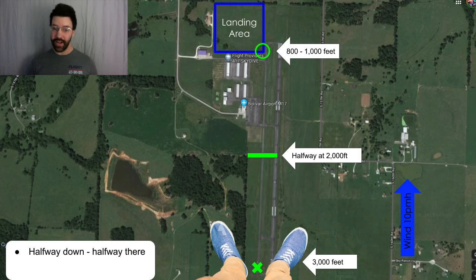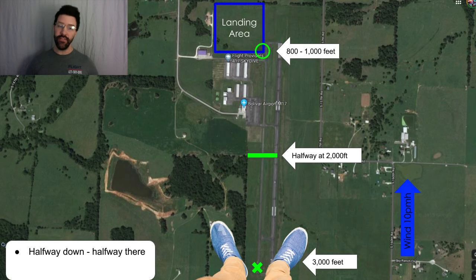That gives us a pretty good idea that we can make it back to the landing pattern entry point by roughly 1,000 feet. Now, if we get to an altitude of 2,000 feet before we reach the halfway mark, that tells us we're probably not going to make it to the landing pattern entry point, and we probably need to select an alternate landing area.